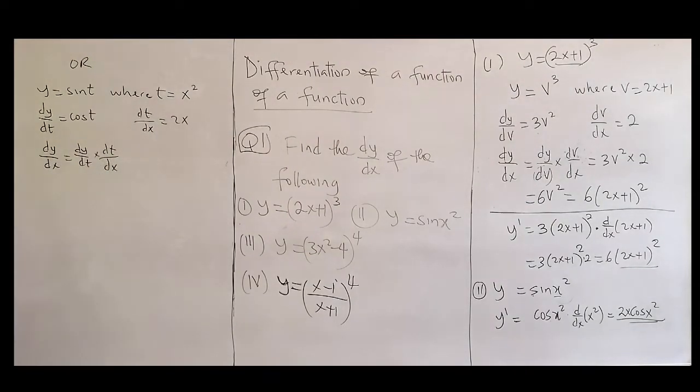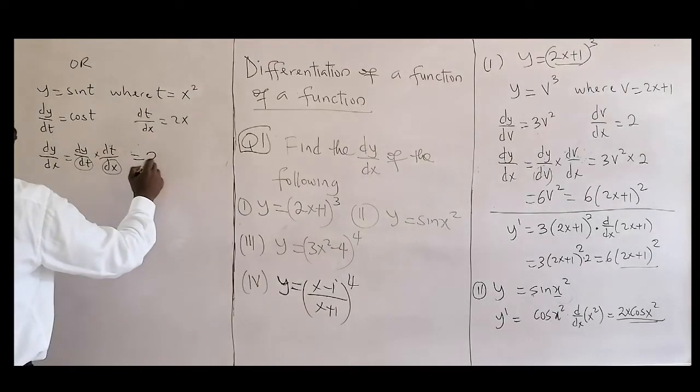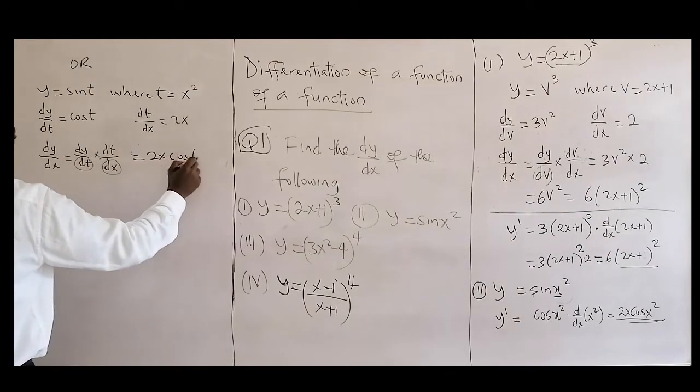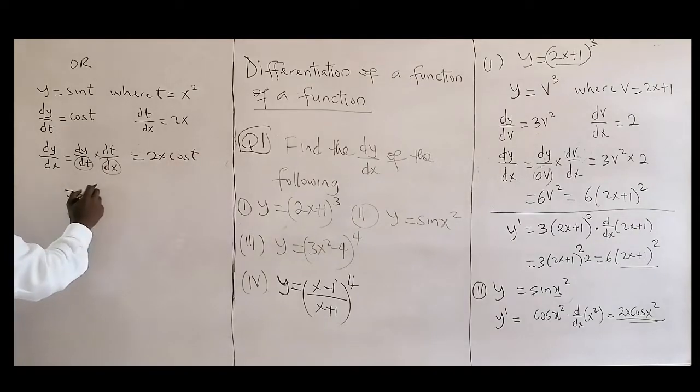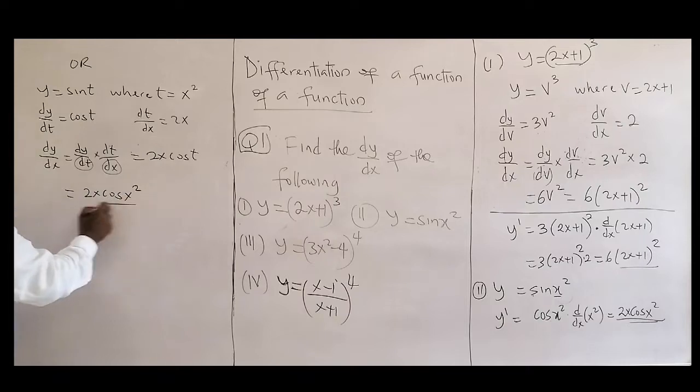Then your dy/dx is equal to dy/dt times dt/dx. So that will be equal to 2x cos t. Then you return your t. That will be 2x cos, where t is x squared. So that's that on that question.